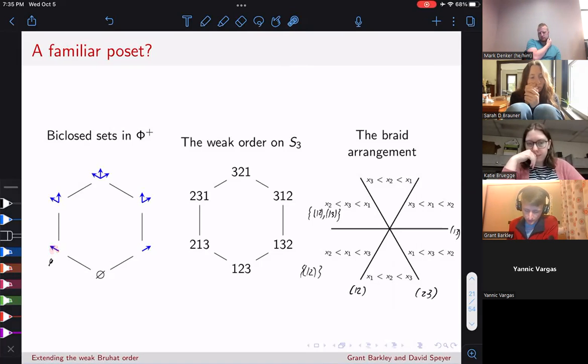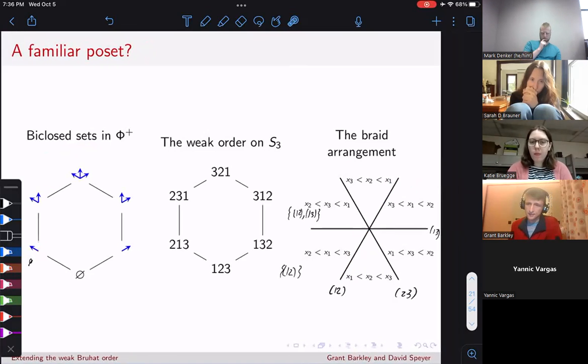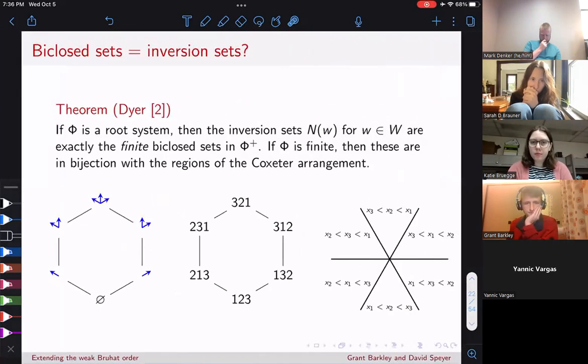And if we look over here, this vector is the normal vector to the hyperplane 1, 2. So this plane, well, line, I guess. This line, this is its normal vector. And here, our two separating things were 1, 2, and 3. So these two things. And here, those are the two normal vectors. So you can see visually what the correspondence is between these biclosed sets and our original separating set notion of weak order. And so this suggests the following theorem.